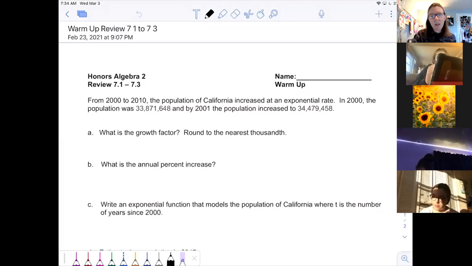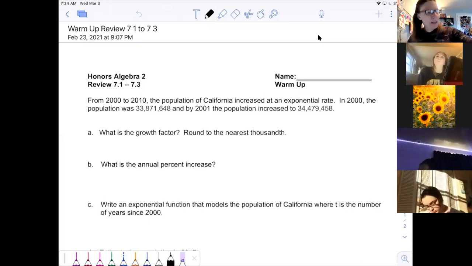So, sunny California. The population from 2000 to 2010 increased at an exponential rate. So that means the rate's growing at a pretty quick manner. It's not growing linearly. So they're not increasing by 100 people each year. Maybe one year it's 100, and then the next year maybe it's, I don't know, up to 500, and then maybe it's up to 1100. So they're increasing at a rate, but that rate is getting more and more each year.